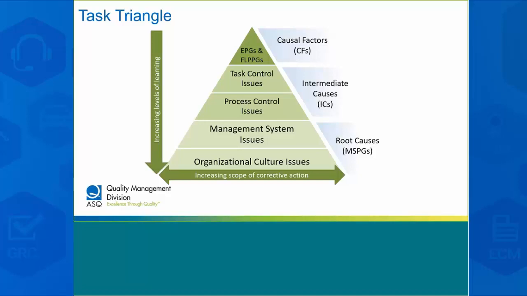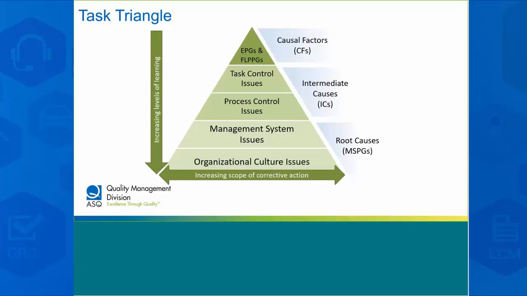Now that you're oriented with the organizational levels of the triangle, let's review some issues and causes that the model helps us to analyze. In this model, there are 3 levels: causal factors, intermediate causes, and root causes. As the analysis descends through the levels, the level of learning increases and the scope of the corrective actions widens. Okay? I'm going to cover each level in detail, and I'm going to start at the top with causal factors.